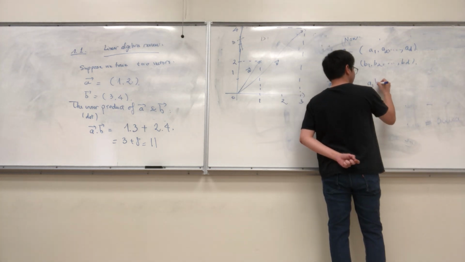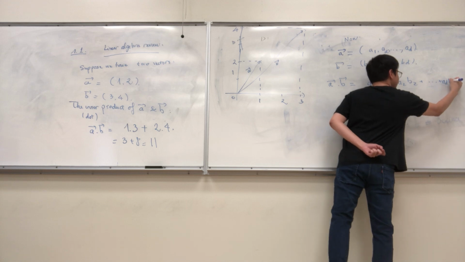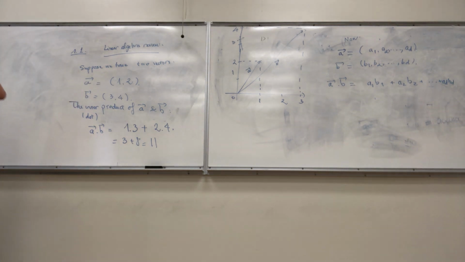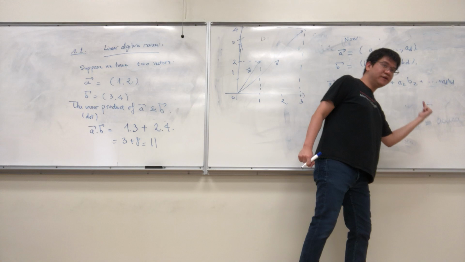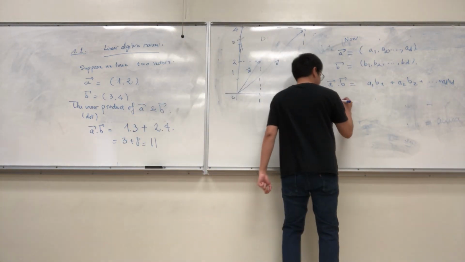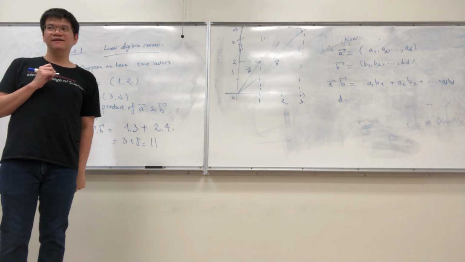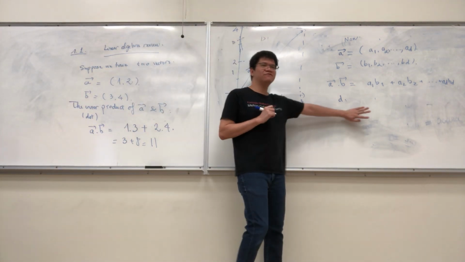So you have A1 B1 plus A2 B2 plus up to AD BD. All right? So the dot product is the most important thing in linear algebra. You multiply two vectors by multiplying all of the coordinates and you take a sum. Right? So what is the name for D? What is the quantity D? What is the name for D?